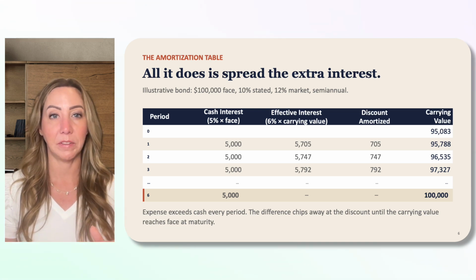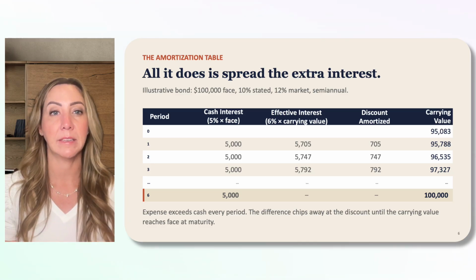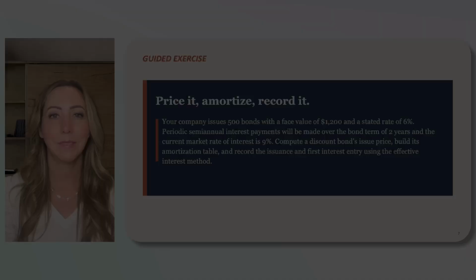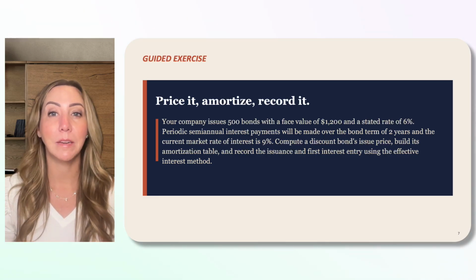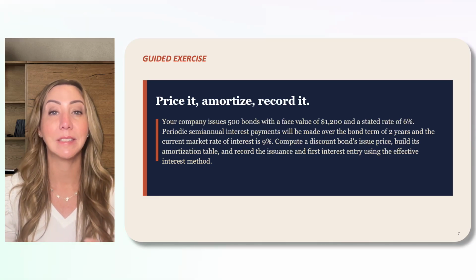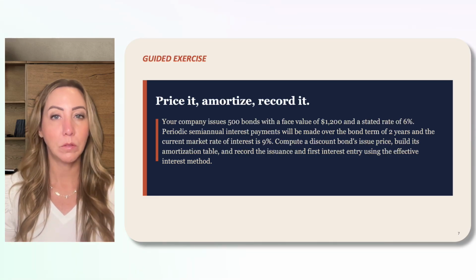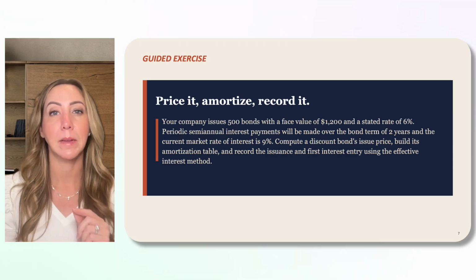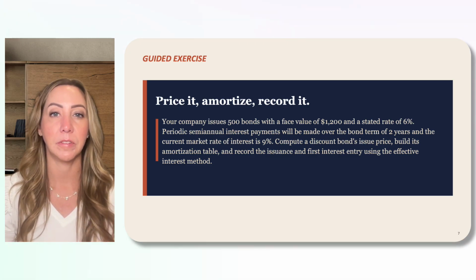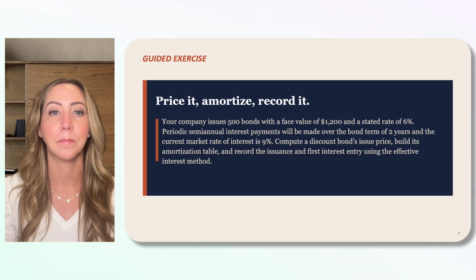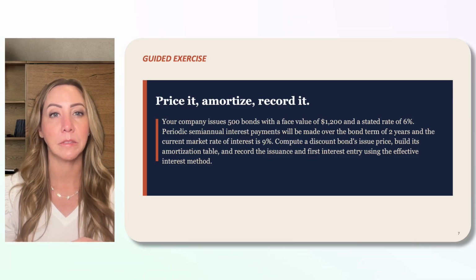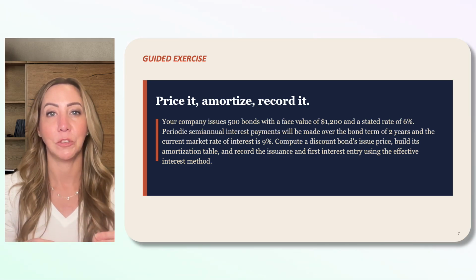And that's the whole point of the table. It allocates the extra interest so that the discount is fully amortized and the carrying value equals face on the day that we actually repay the bond. Let's look at an example. We're going to take bonds with a face value of $1,200 and a stated rate of 6%, compute their issue price using the market rate of 9%, and then build out an amortization table using the effective interest method. And then we'll record entries at issuance, during the first year, and at maturity.